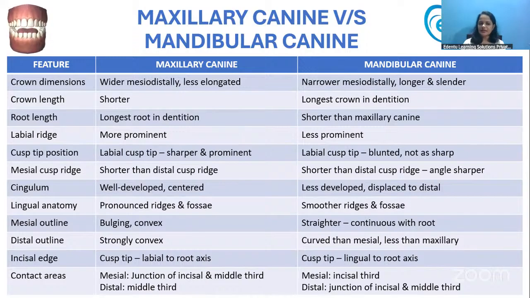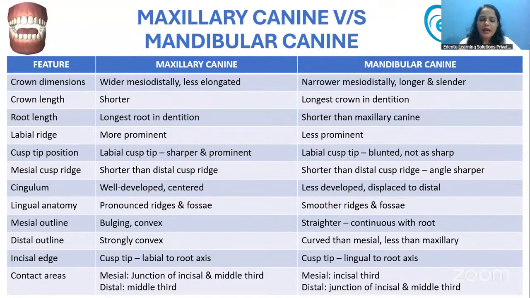Okay, so the maxillary canine is wider mesiodistally, whereas the mandibular canine is narrower mesiodistally. Maxillary canine is less elongated, whereas mandibular canine is longer and slender. The total dimensions of the maxillary and mandibular canine are the same, 27 millimeter only, but the crown is longer for the mandibular canine and the root is longer for the maxillary canine. You should know the difference and you should remember this also.